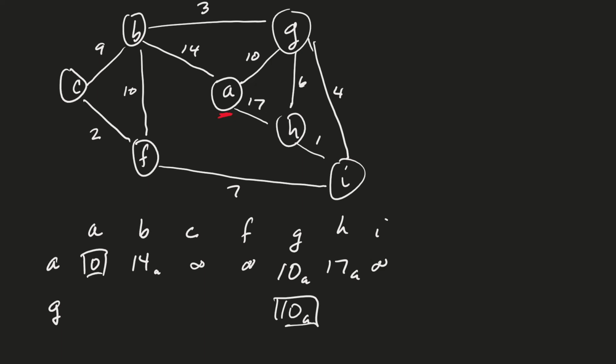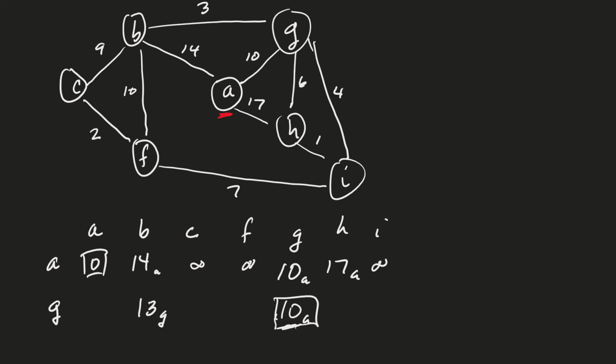Is G connected to C? G is not connected to C. Is G connected to F? G is not connected to F. G is connected to B, with a weight of 3. You have to add it to the 10 here, so 3 plus 10 gives you 13, and that's coming from G.